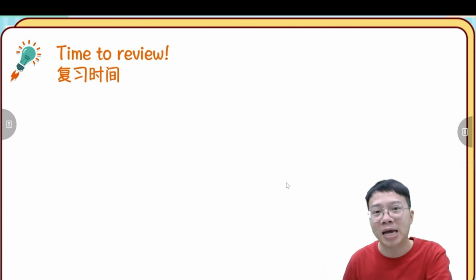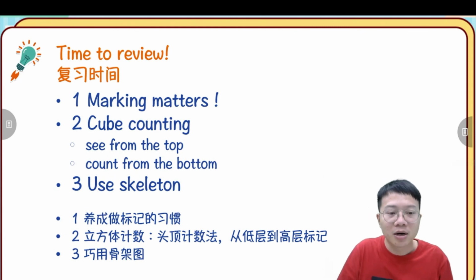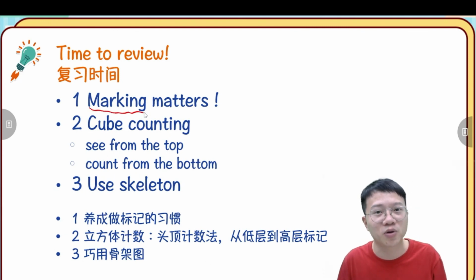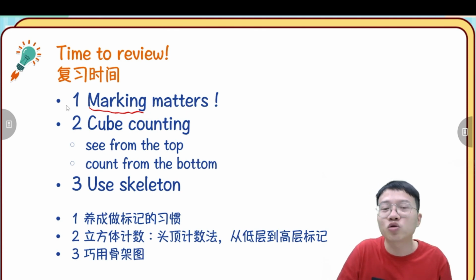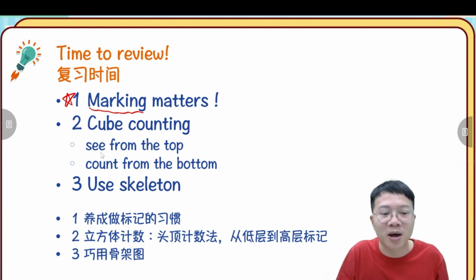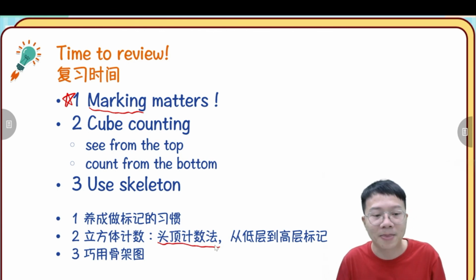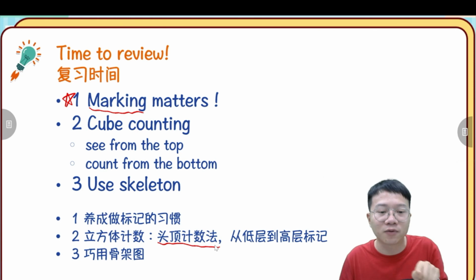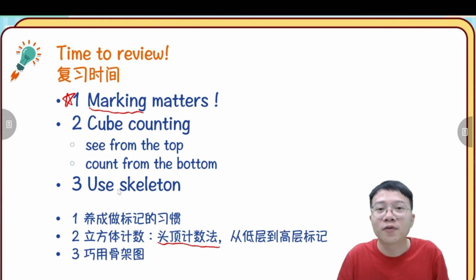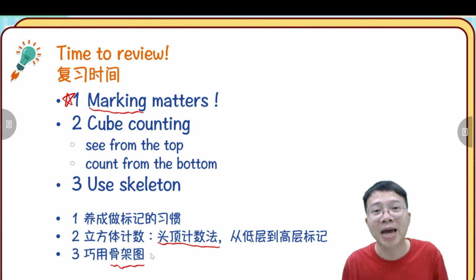So this is something we talk about for today. To recap the things. Remember, a habit is also very important. Make markers. 我还是有看到有一些小朋友是没有做标记的，所以一定要注意一下画标记啊，画标记。And the second for today, when we count the cubes, we have a method, 头顶计数法或者是头顶标数法. We see from the top and then we count from the bottom. And for the third one here we use the skeleton, 一定要巧用一下骨架图去进行画，就不用整个图形都画出来了.